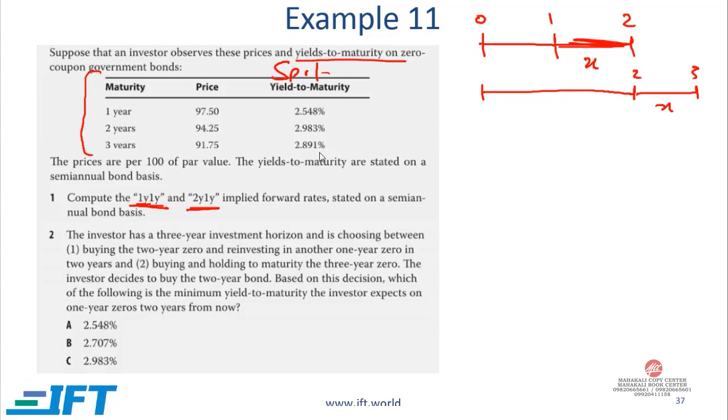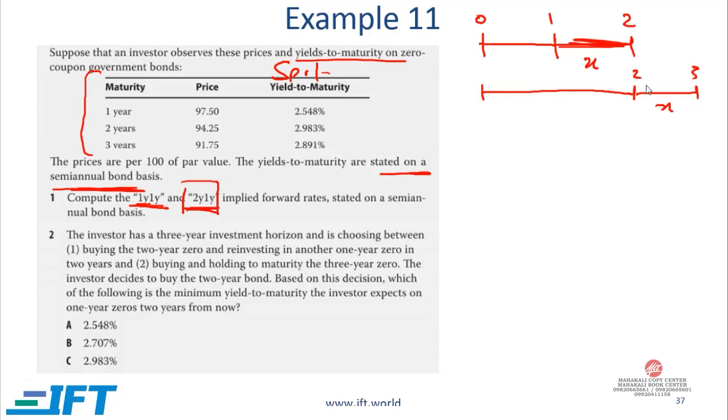Now, there is a subtle difference between this question and what I did earlier. What I did earlier was assumed annual payments. I assumed a periodicity of 1. But what does this do? This is stated on a semi-annual bond basis. I'm going to do the same thing that I did on the previous slide, but now on a semi-annual basis. Let's make sure we understand the distinction.